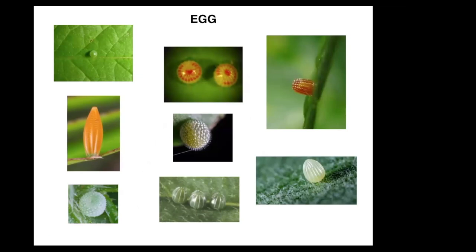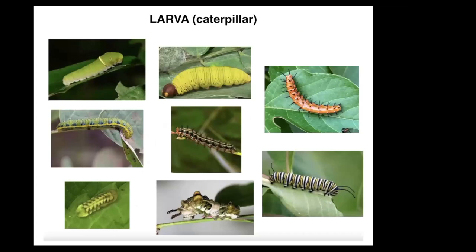After the female lays the eggs, and they only lay them on a particular plant, we call that a host plant. And even if the caterpillars nibble up all the leaves on that plant, they won't go over to another plant. They only will eat what is the host plant. And after about 4 or 5 days, they will come out as caterpillars or the larva form.